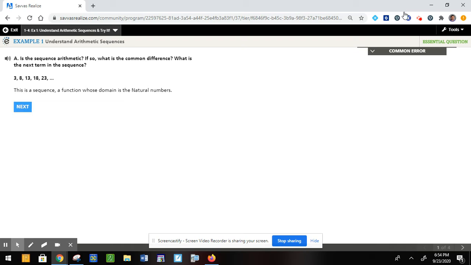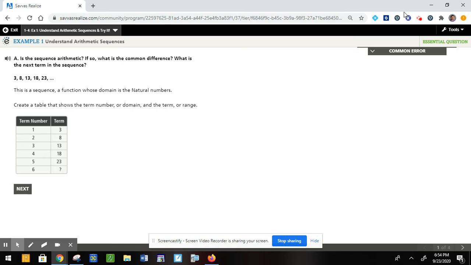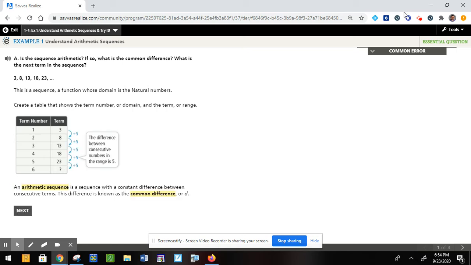So it is a sequence. The domain is the natural numbers. Set it up as a table. Find the common difference like I was saying. Definition there. Arithmetic sequence is a sequence with a constant difference. And the common difference in this case is 5. And you end up with 28, right, for using in this example.